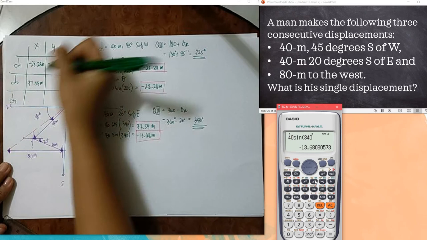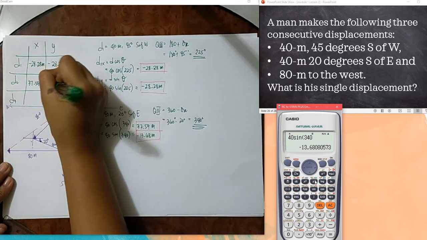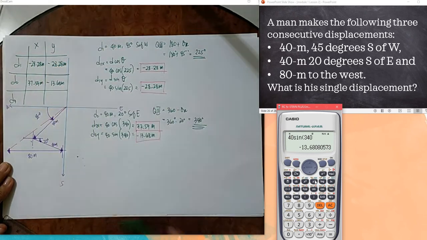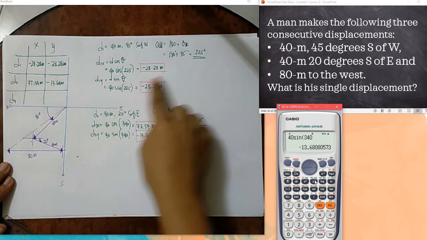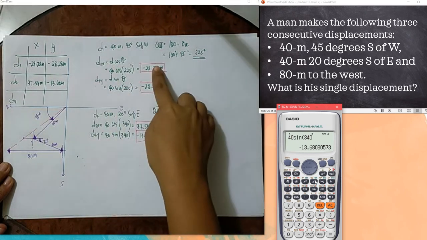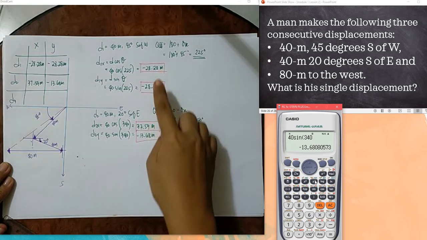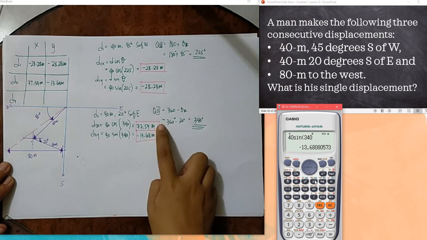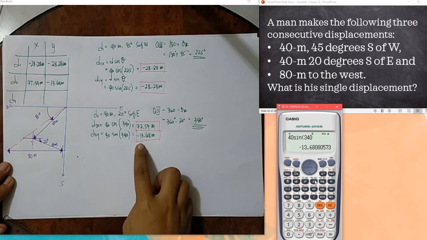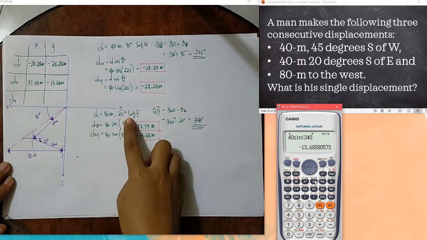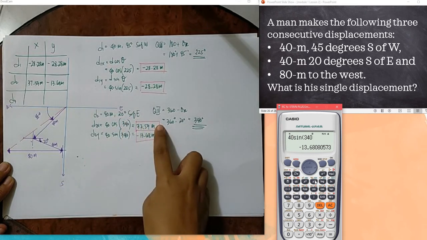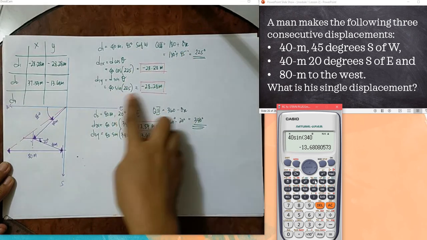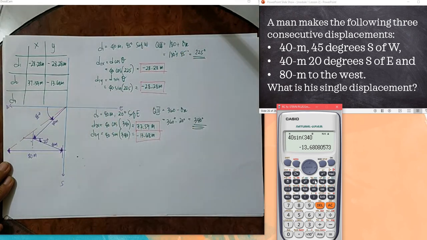37.59 meters for the x and negative 13.68 meters for the y. If we look at our vector in the third quadrant, there are two negatives: negative x and negative y. If you are in the fourth quadrant, x should be positive and y negative. Because south is negative, east is positive, and west is negative. That is how you check if what you are solving is correct.